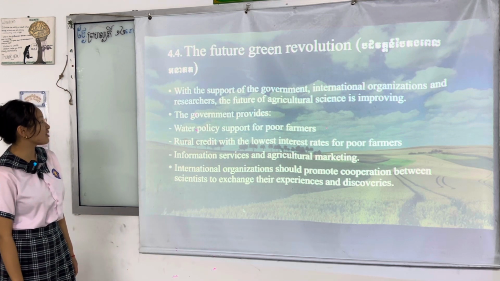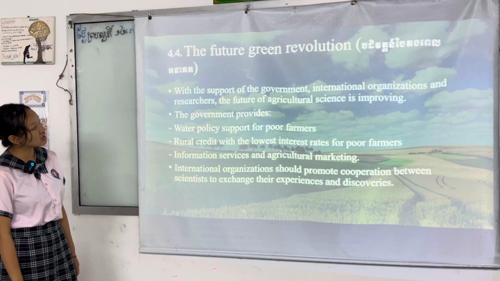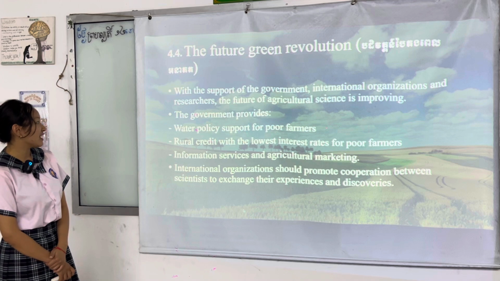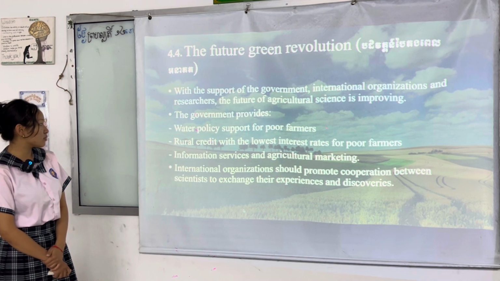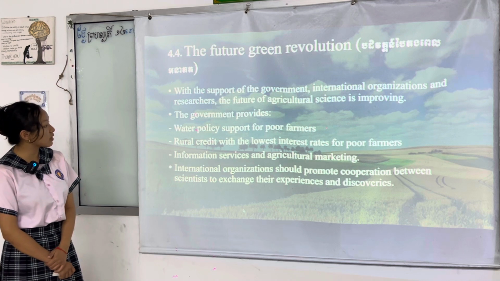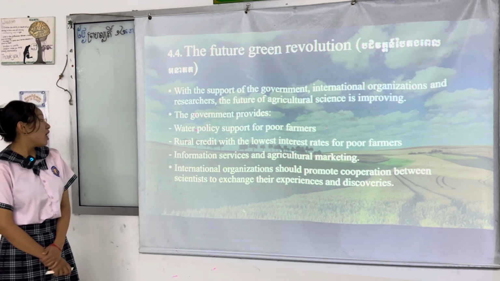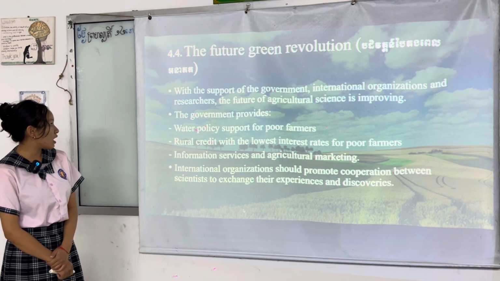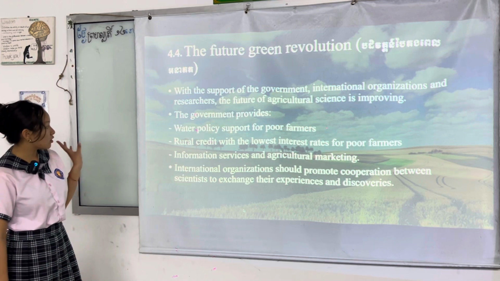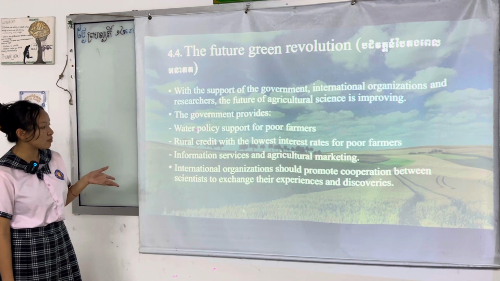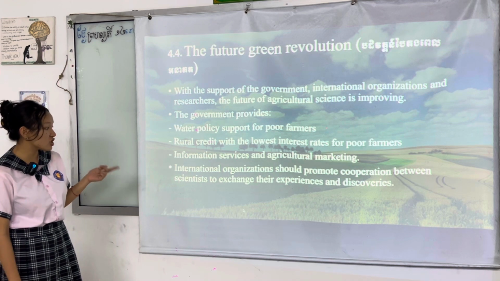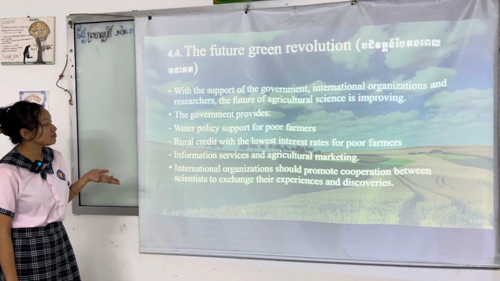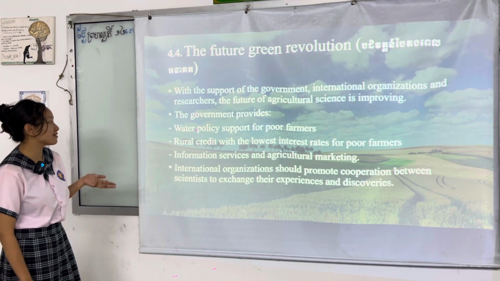4.4, the future of the Green Revolution. With the support of the government, international organizations, and researchers, the future of agricultural science is improving. If the government provides water policy support for poor farmers, rural credit with the lowest interest rate for poor farmers, information services and agricultural marketing, then there will be a large increase in crop yields. International organizations should promote cooperation between scientists to exchange their experiences and discoveries with farmers to help them improve their way of farming.